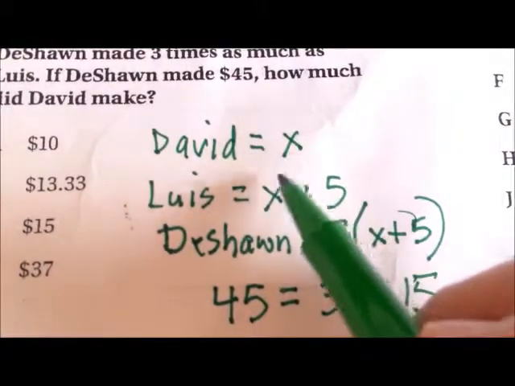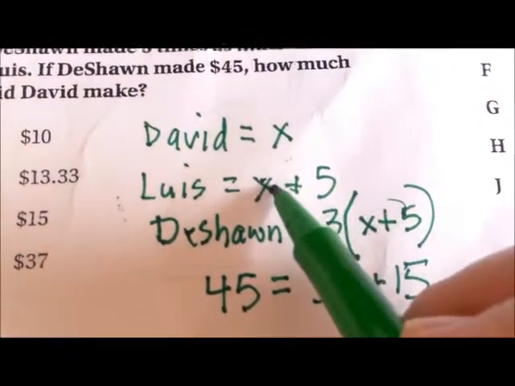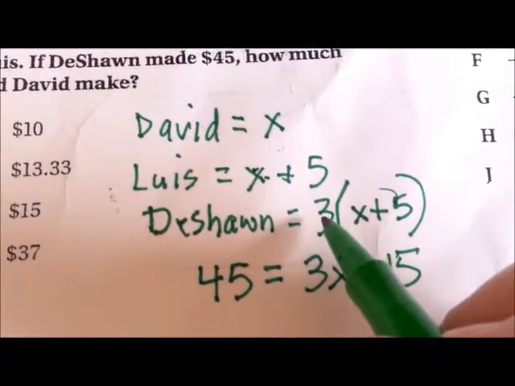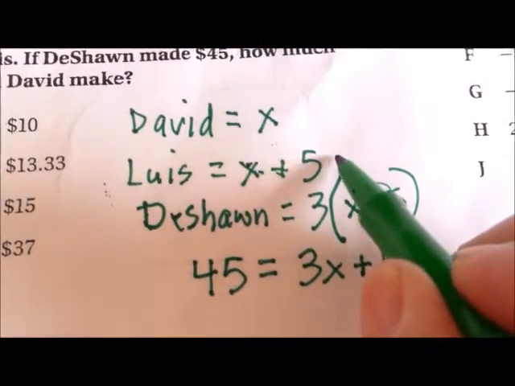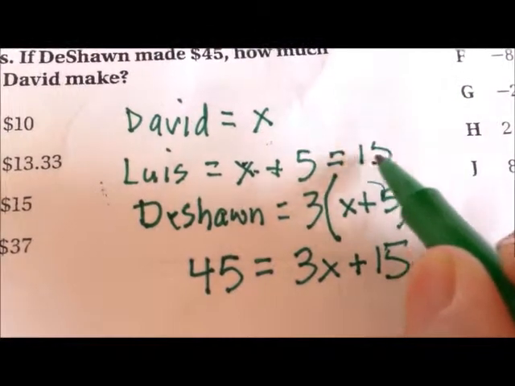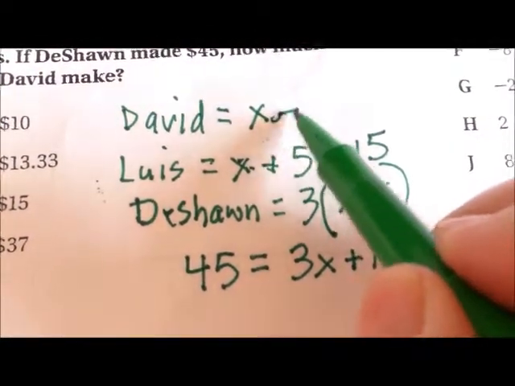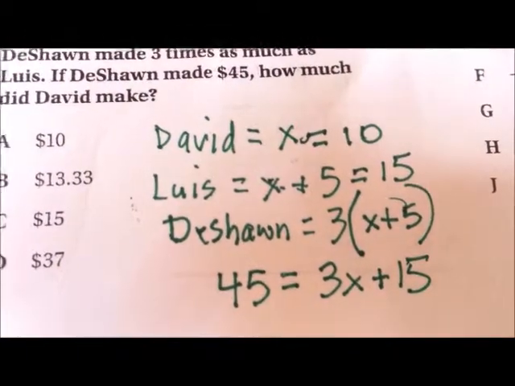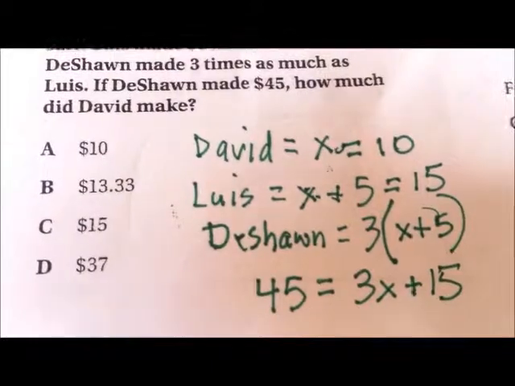David made $10. Luis made $15, 10 plus 5. Deshawn made 45, which is 3 times the amount Luis made, which was 15. So this all checks out. And since they're asking how much David made, then the answer is 10, or A.